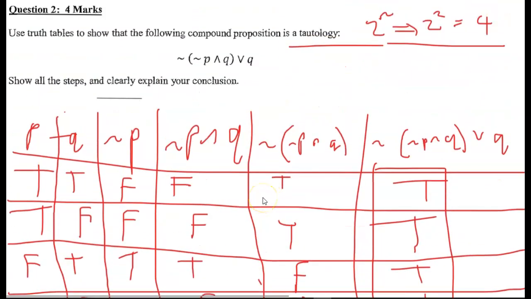So that's how you do a truth table, or if you do a proof. It's very easy once you know it, and yeah, it's simple.